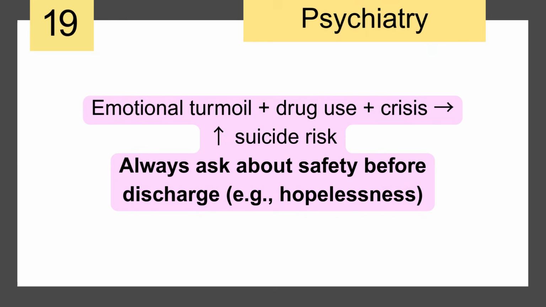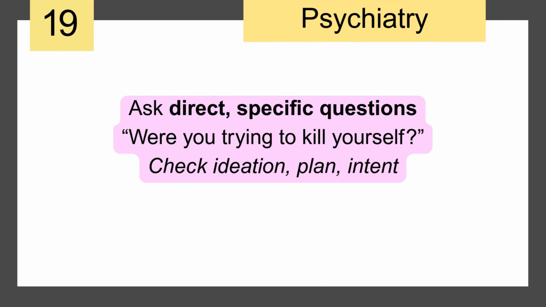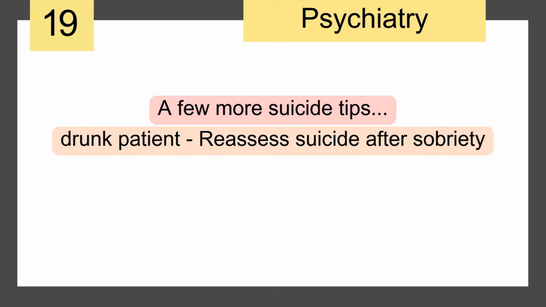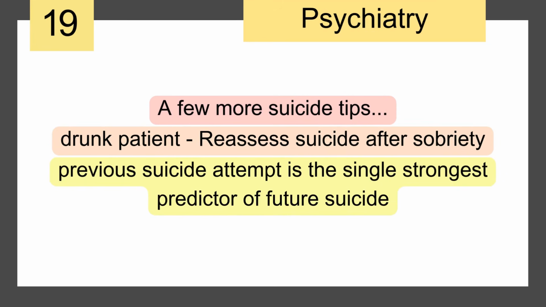Also, how do you ask the questions in a direct, specific way? Were you trying to kill yourself? You have to ask about ideation, plan, and intent. For a drunk patient, reassess suicidality after sobriety. Wait until they're sober. Don't ask them about their suicidality when their blood alcohol level is at 300. And this point shows up all the time. Previous suicide attempt is the single strongest predictor of a future suicide.